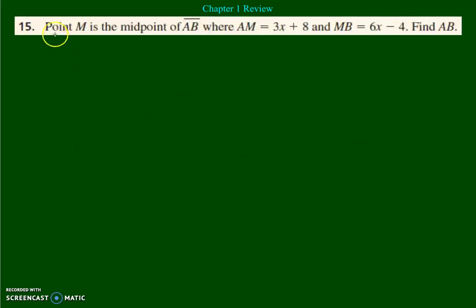Problem 15 says, point M is the midpoint of segment AB, where AM is 3x plus 8, and MB is 6x minus 4. Find the measure of AB. So here, we don't really know if this is diagonal, if it's on a number line, so for simplicity's sake, we're going to put this on a straight number line.